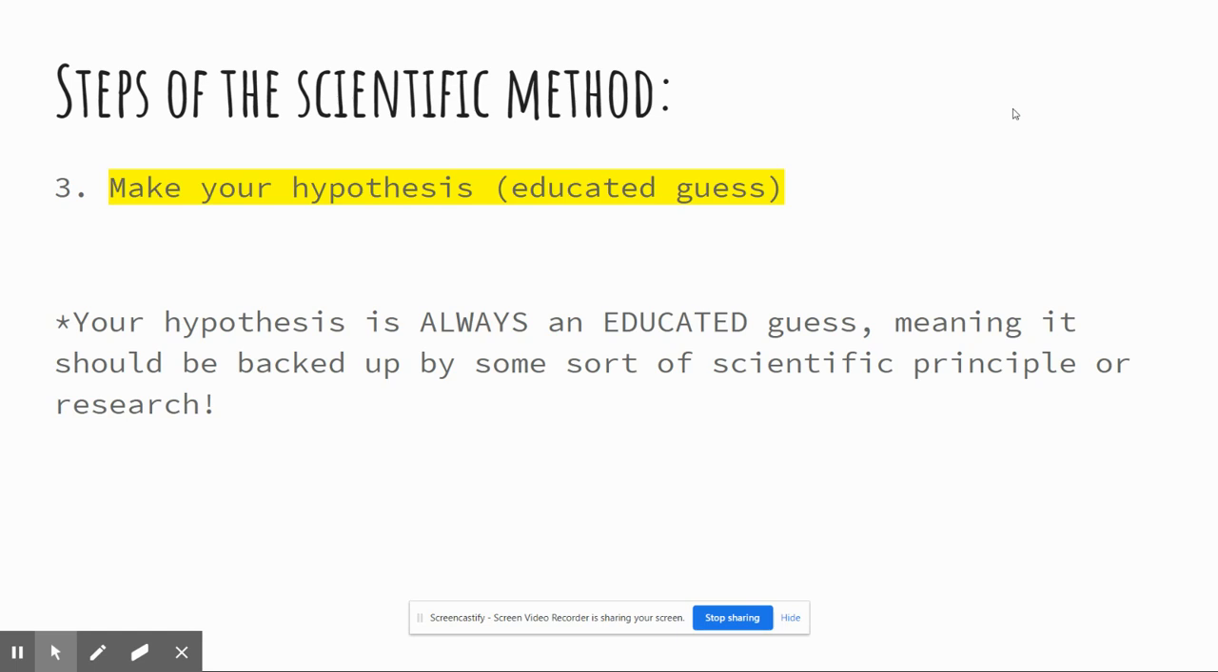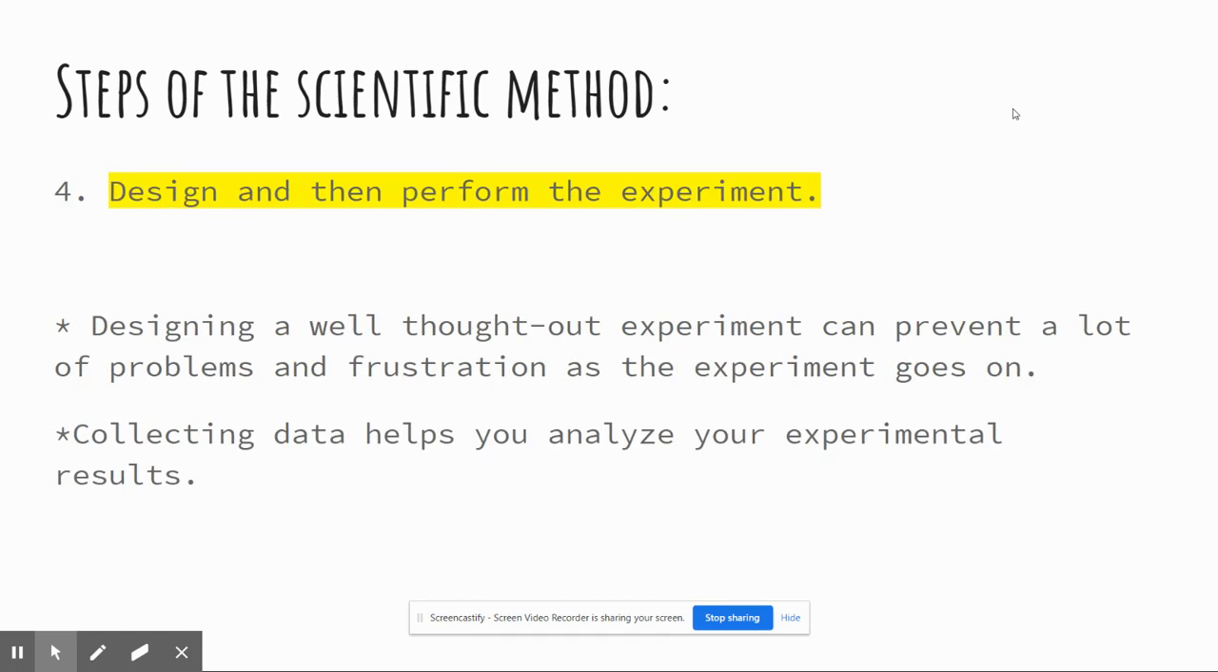Once you have your question, you've done your research, you've made your educated guess, and you've said, I think this is going to happen because, now you actually have to design and perform your experiment. Okay, so you get all your materials and your tools together, you figure out exactly how it's going to work, you actually do the experiment, okay? And as you go, you collect your data.